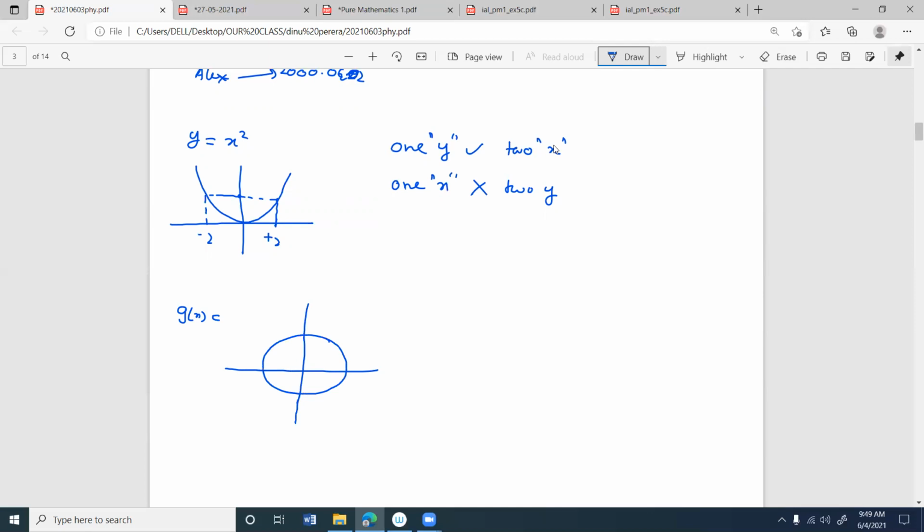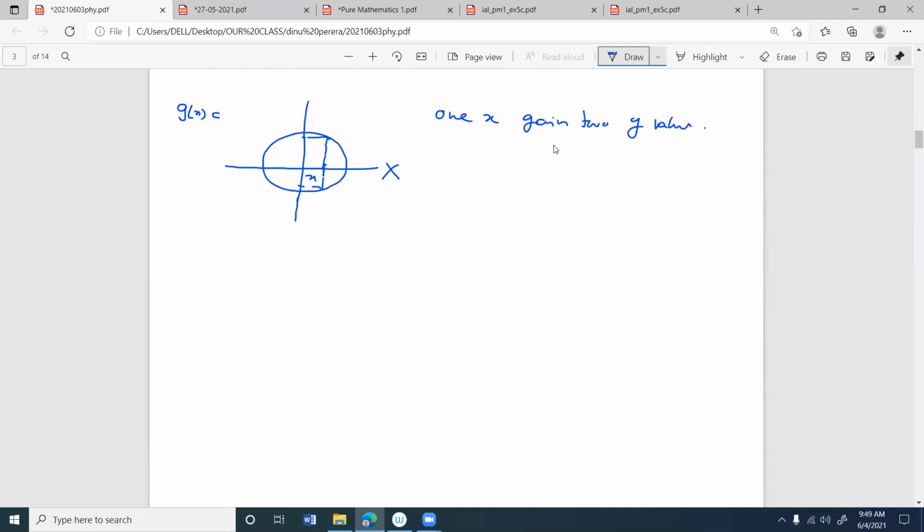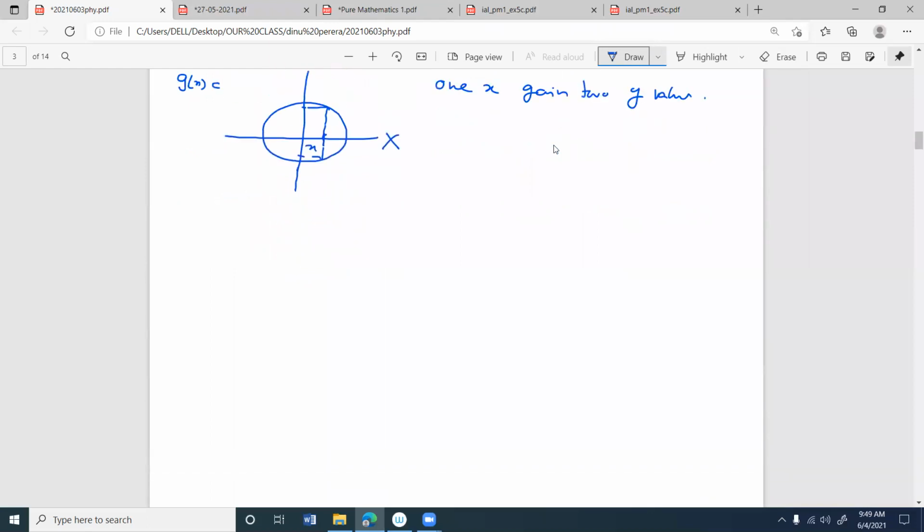Now you can see if I take this x answer, you get two y answers. Two y answers. So this is not a function. What is the reason? One x gives two y values. That is not a function at all. That's the factor to understand with this kind of situation, right? Okay. So that is the main thing we need to understand about functions. So we'll go ahead with another example.